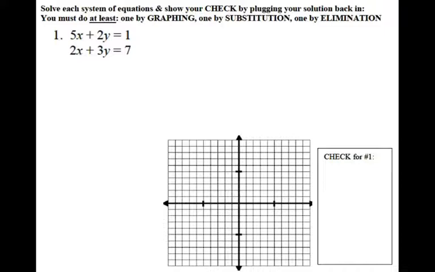Now, depending on how your system is set up, it might be easier to do one method versus another method. So if I look at number 1, I can see that my equations are in standard form with x's and y's on the same side of my equation, and they're stacked on top of each other. So when I look at that, my brain automatically goes to elimination. So I'm going to go ahead and solve this system by elimination. How do I spell elimination? Elimination.